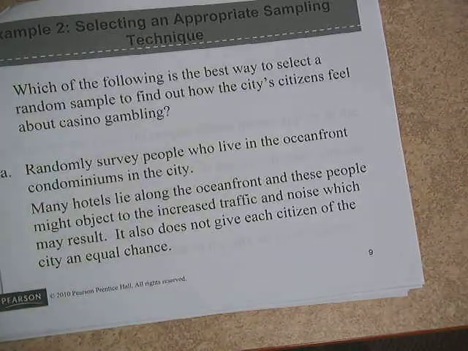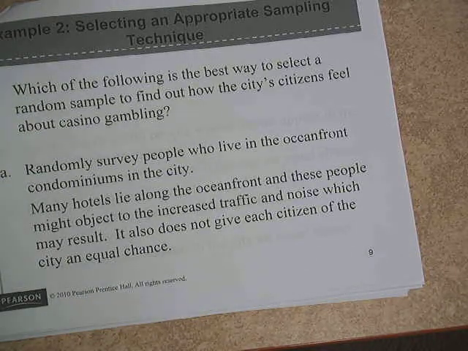Okay. So, let's look at this next example. Which of the following would be the best way to find a random sample about how the city's citizens feel about casino gambling? So A, here we could randomly survey people who live in the oceanfront condominiums in the city. Okay.